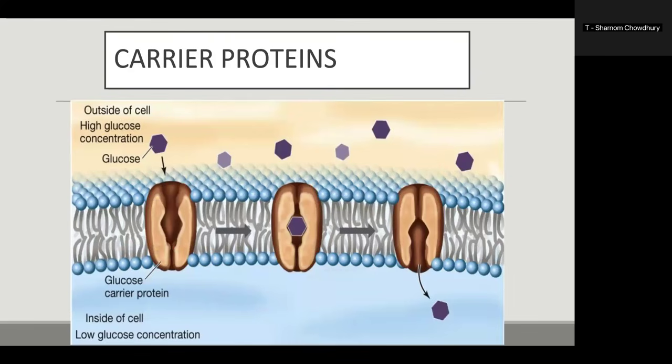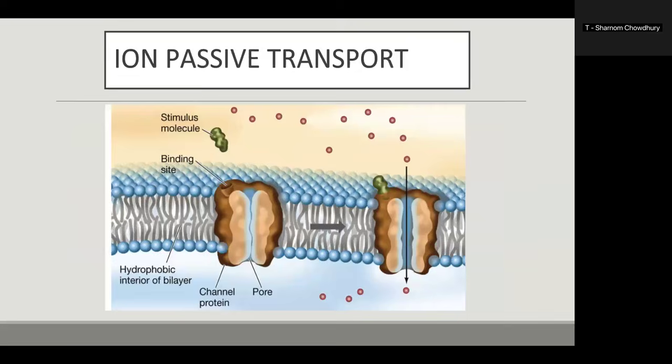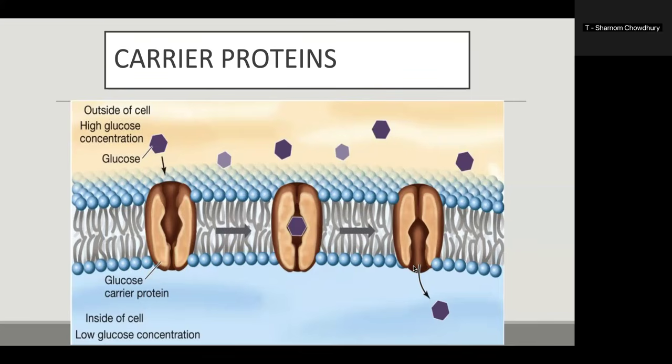Now you have carrier proteins. Carrier proteins are responsible for facilitated diffusion. Facilitated diffusion involves transporting and binding to the actual molecule itself. For channel proteins, a stimulus molecule binds to the gate, the gate opens, and then ions are able to freely pass through. However, for carrier proteins, it physically binds to the molecule itself and then transports it to the inside. So carrier proteins allow diffusion in both directions. It can bring glucose from outside to inside, or from inside to outside.